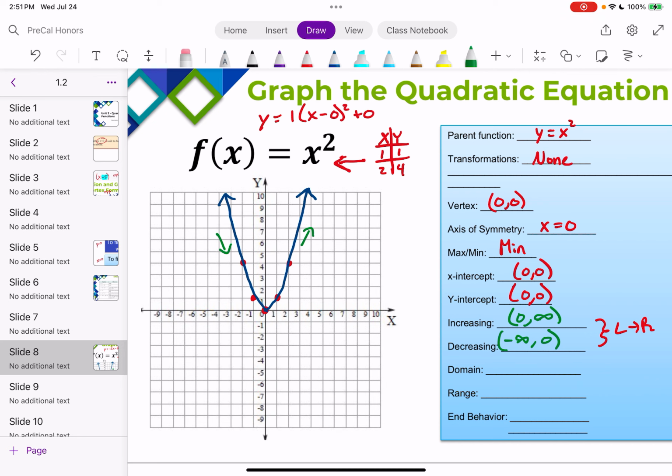Our domain is talking about our x. Keep in mind, for every parabola, it's always going to be from negative infinity to positive infinity. Our range, we are taking a look at our y-axis, right? Our lowest point would be 0. Our highest point would be infinity. Keep in mind, you are able to use brackets for the range.